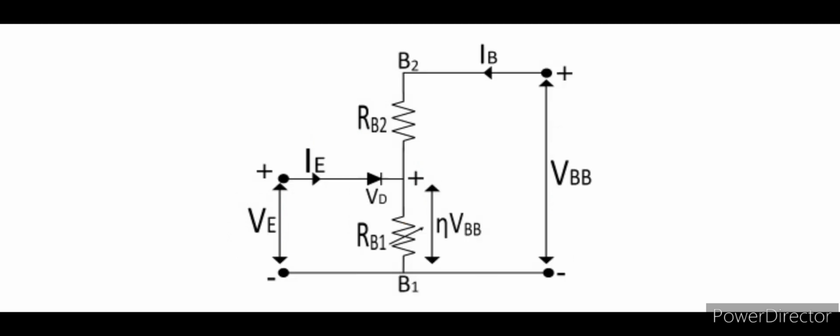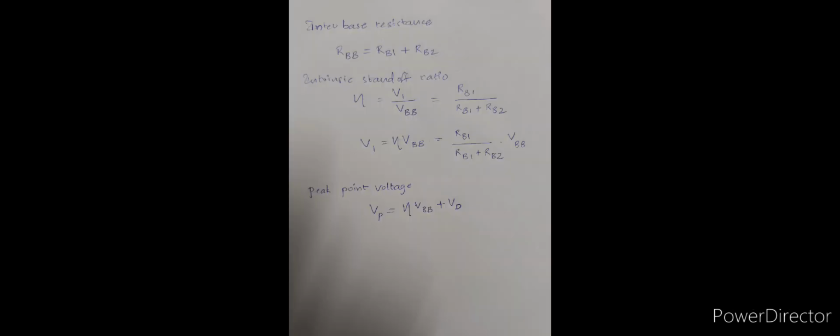This is the equivalent circuit of UJT. From this equivalent circuit, we can derive certain important equations. The total resistance of the silicon bar is called interbase resistance. This interbase resistance is the sum of the resistance of the bar between emitter and B1 region, that is RB1, and the resistance of the bar between the emitter and the B2 region, that is RB2. So, RBB interbase resistance is equal to RB1 plus RB2.